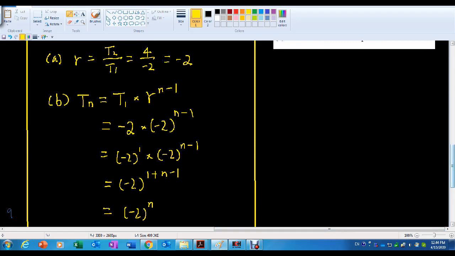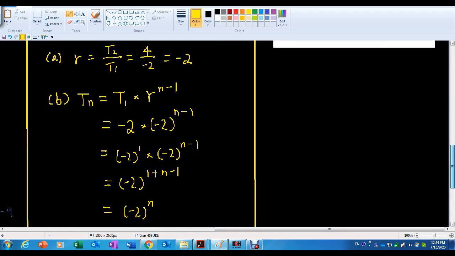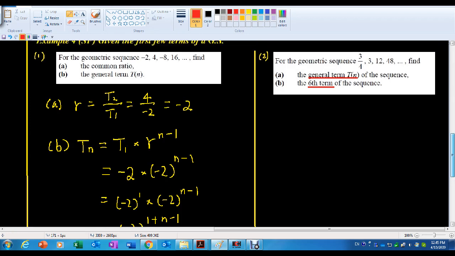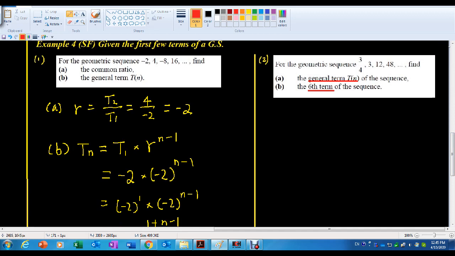Good, so that's our first question. You might pause the video now. I will give you 5 minutes to do the second question. It'll be very similar, but this time you are going to find the sixth term, and for part A you are going to find the general term. It's very similar actually, which is why I categorize these two questions as the same sort of skills. So 5 minutes, try it out.